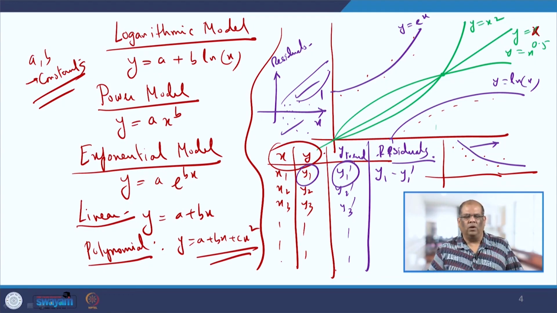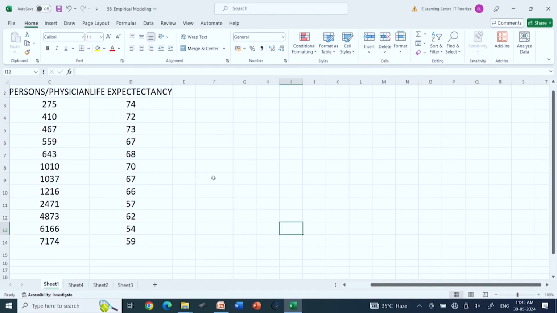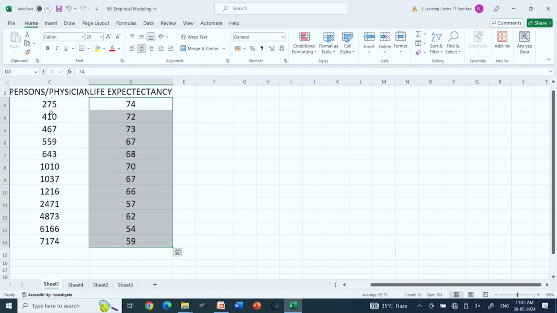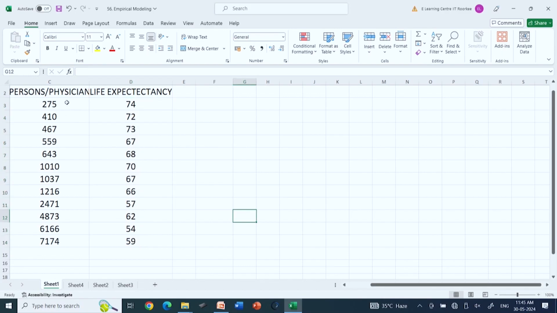Let us now look into the numerical or the Excel version, how we will use Excel to empirically create a model. So, you will be given data something like this. These are the x values and these are the y values. The x value says that in different countries, the number of persons per physician available. So, 245 persons, only one physician, like that, and the life expectancy is this many years. So, let us first see the trend.